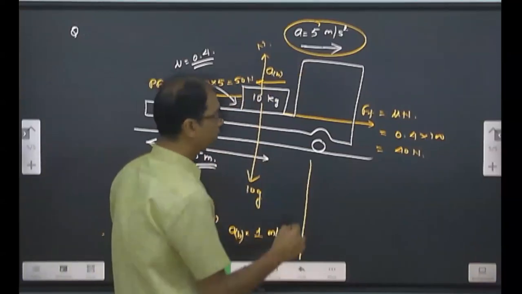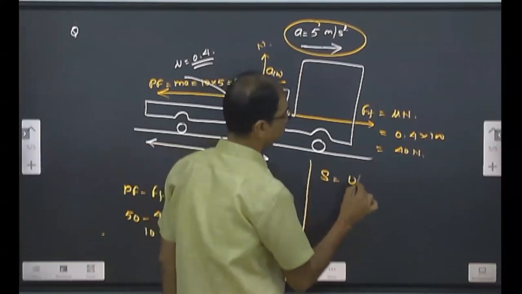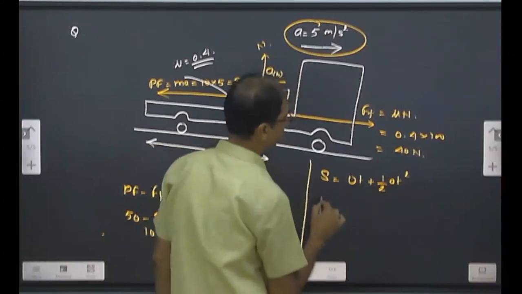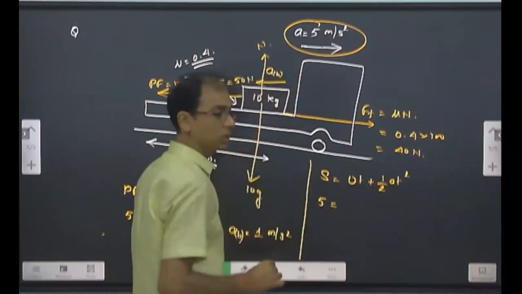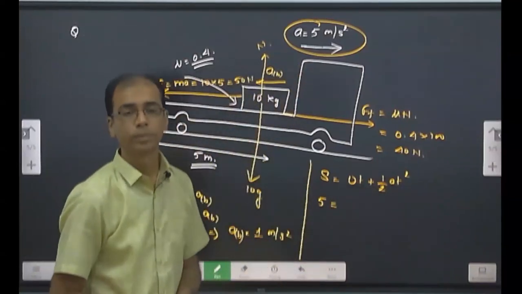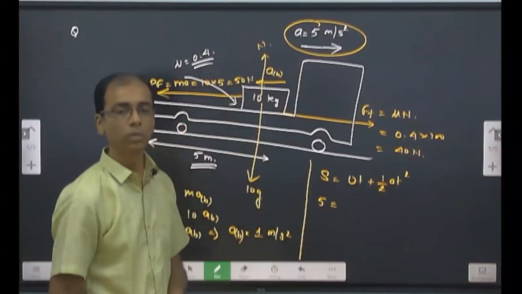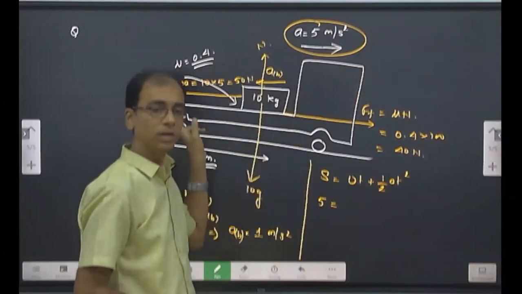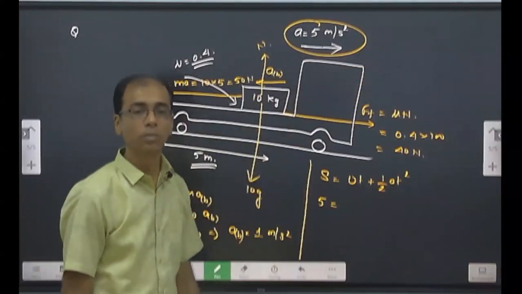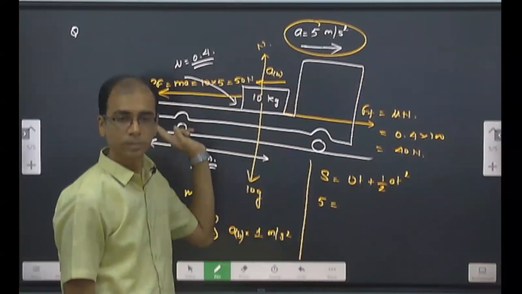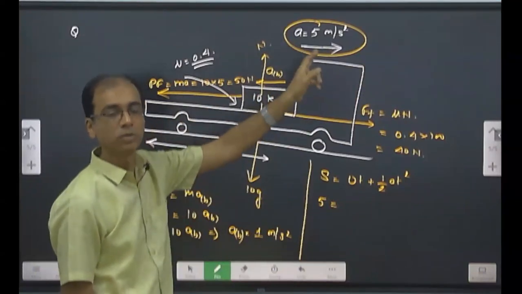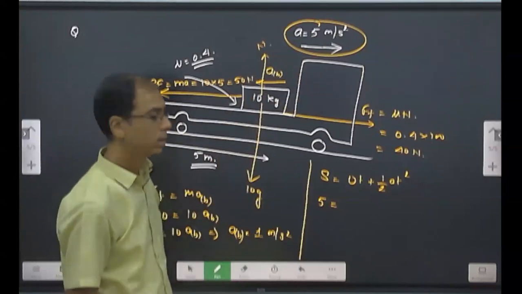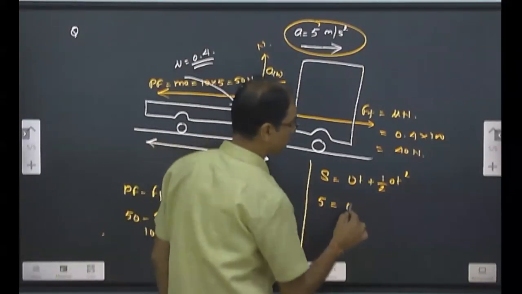Okay, so what is the formula? Formula says S equal to ut plus half at square. This is 5. Initial velocity, we take 0. Why 0? Because when it starts with 5, at that point itself, this has got the motion in this direction. As soon as it starts means before starting what it was doing. It was at rest.